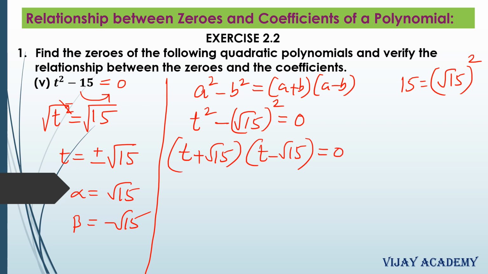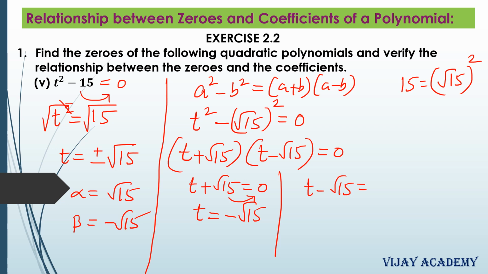Now we equate each factor to 0, that is t plus root 15 equals 0. From this we get t equals minus root 15 by transposing root 15 to the RHS. And now the second one, t minus root 15 equals 0, transpose minus root 15 to the RHS, we get t equals plus root 15. So take one as alpha and another as beta. Now we got the zeros of the polynomial. Now let us verify the relation.